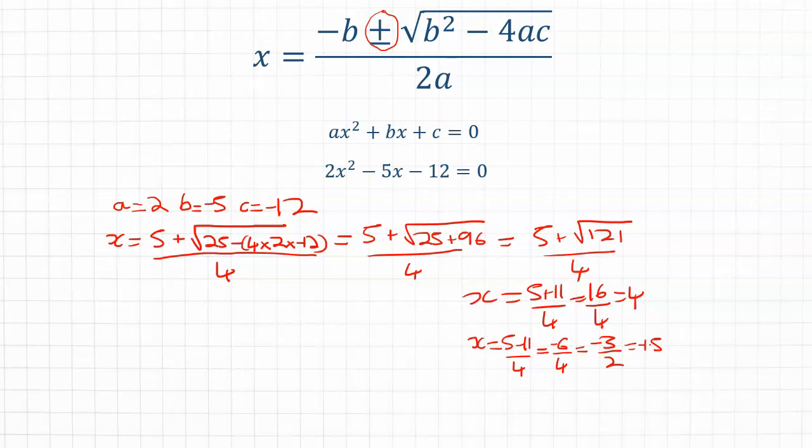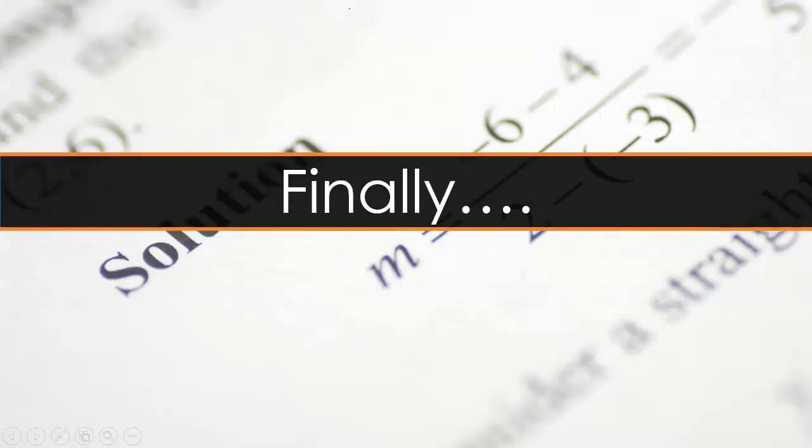Typically, you would use the quadratic formula if the question suggests it. This might be because the quadratic equation you're given looks too difficult to factorize, or if the question asks for the answer to be given to a certain number of decimal places or significant figures, then that would also be a pointer to using the quadratic formula. In this video, we looked at how to solve quadratic equations using two methods, factorization and the quadratic formula.